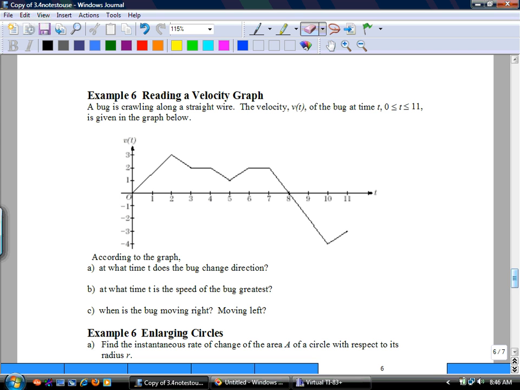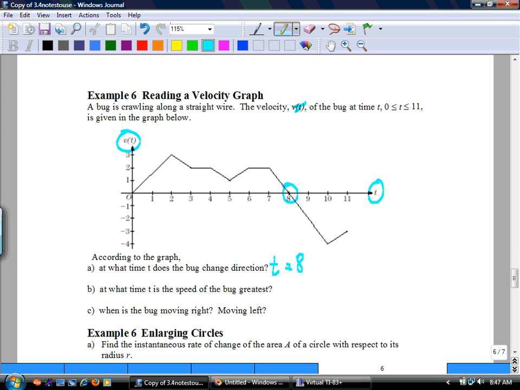Okay, anyways, a bug crawling along a straight wire. The velocity v of t of the bug at time t equals 0 to 11 is given in the graph below. According to the graph, when does the bug change direction? There's only one time that the bug changes direction. This is velocity versus time, so you need to be careful. We're looking at v of t versus t. At t equals 8. Good. The bug is changing direction.